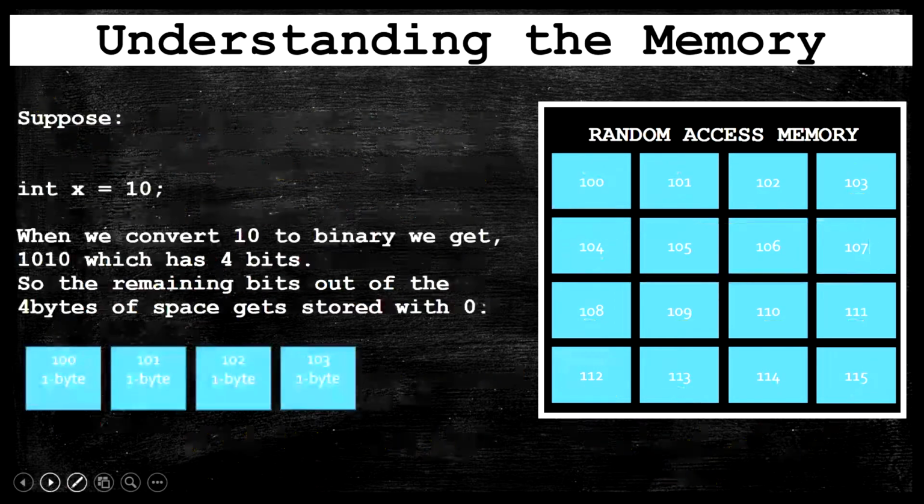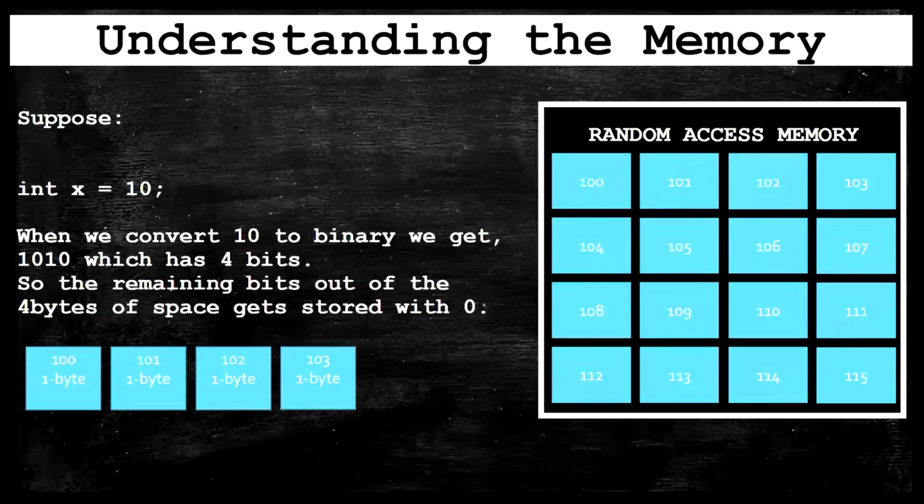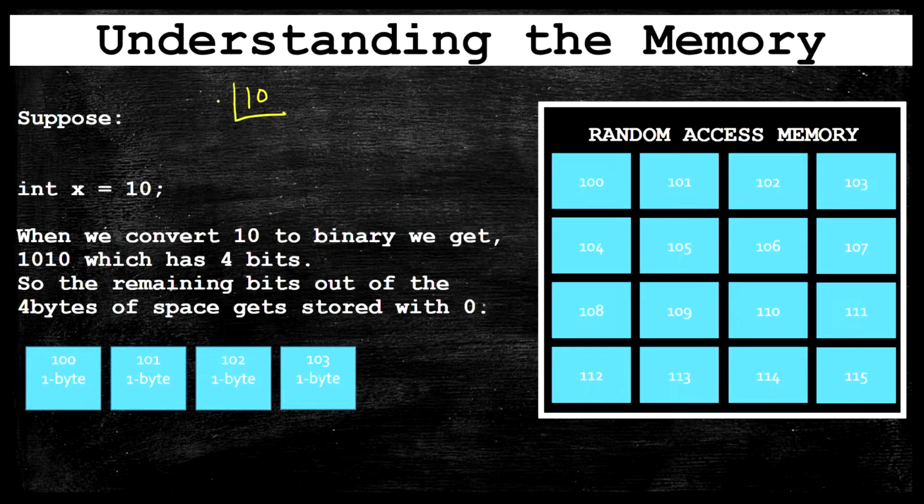Okay, let's see. Now suppose we have x equal to 10. So when you convert this 10 to binary, what do we get? We have already done this before, that the 10 in binary will give you 1010, so I'm not doing it over here. So what is the binary of x? It is equal to 1010. Clear? So when we convert 10 to binary, we get 1010, which has 4 bits. These are the bits 1, 0, 1, 0.